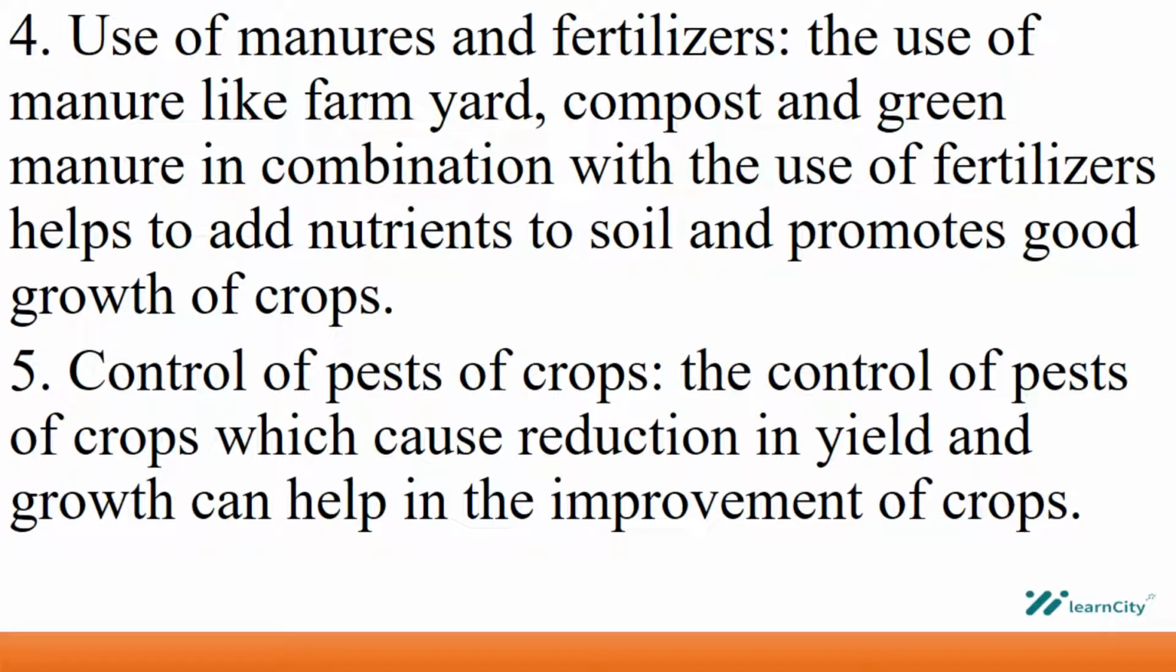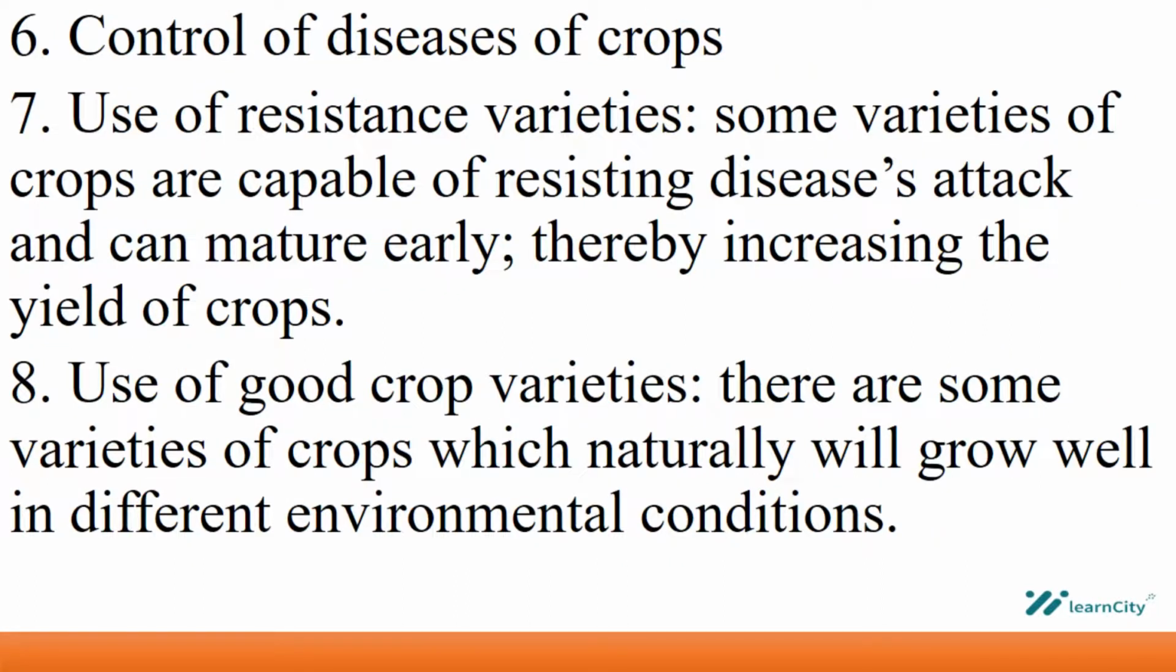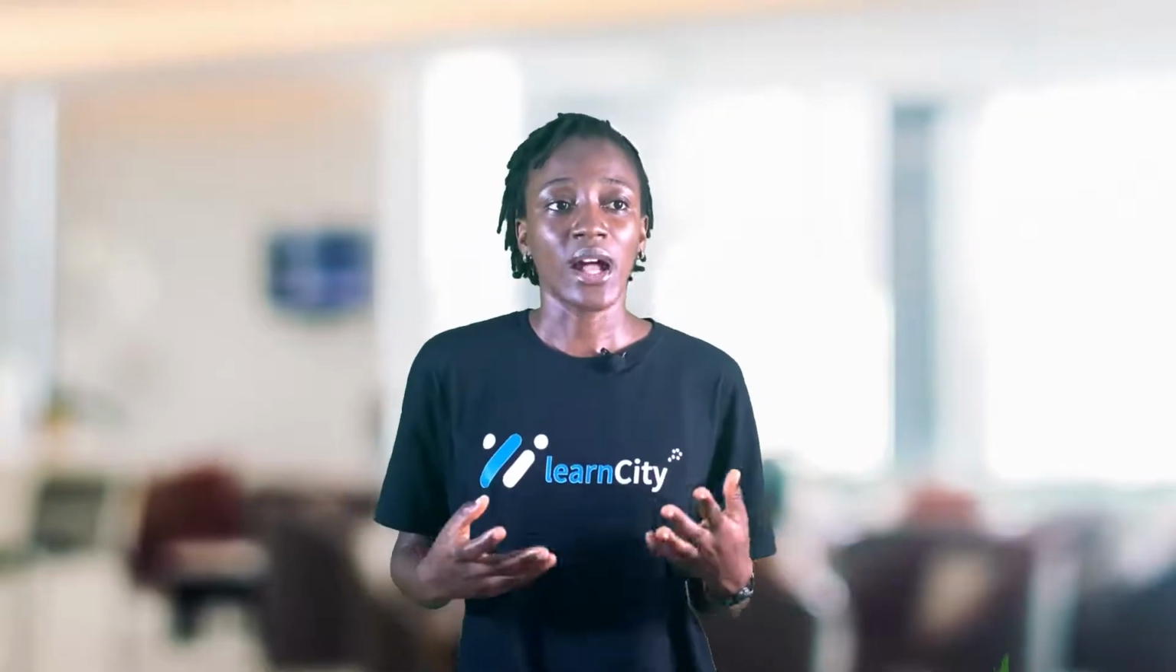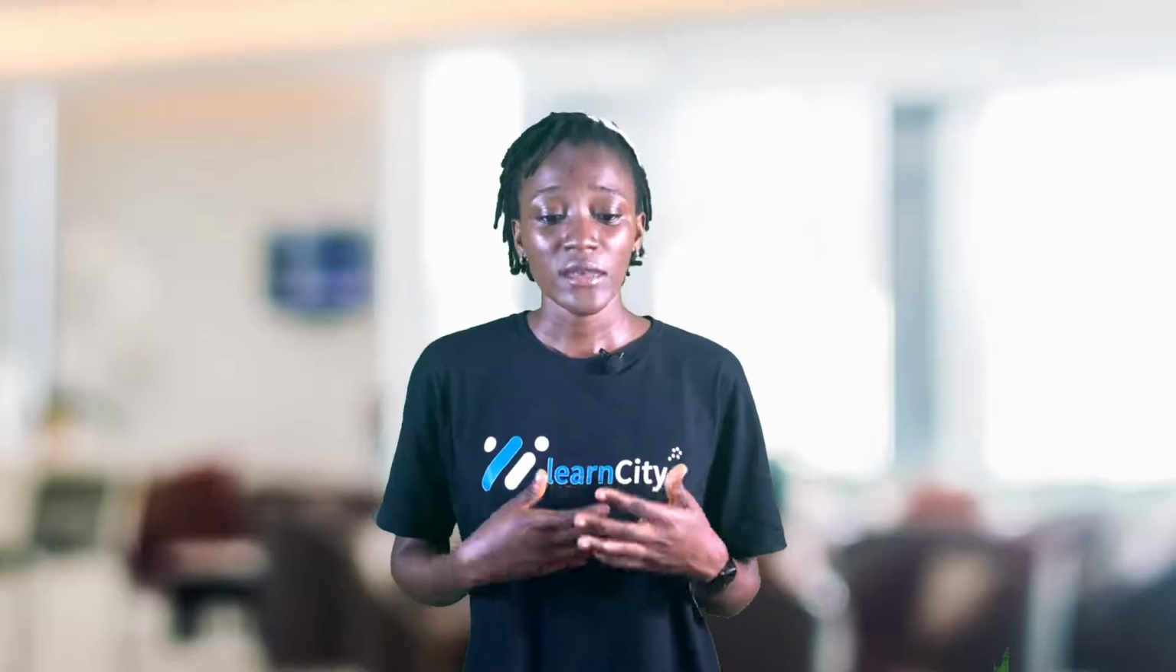Another one is control of pests. The control of pests, which cause reduction in yield and growth, can help in the improvement of the crops. Also, control of diseases: as we control our pests, we also have to control diseases, and it can also help to increase our yield. Use of resistant varieties. Some varieties of crops are capable of resisting disease attack and can mature early, thereby increasing the yield of crops. We have to make use of resistant varieties.